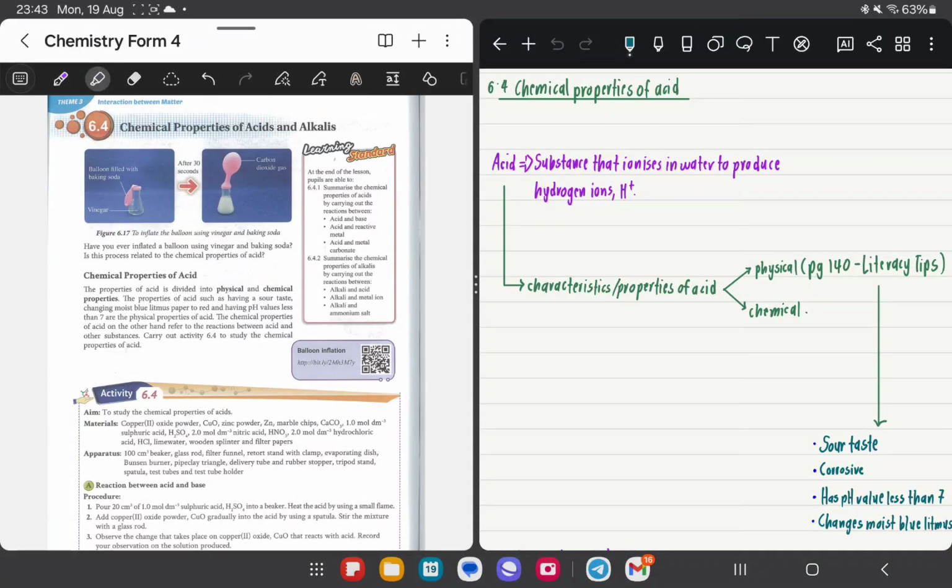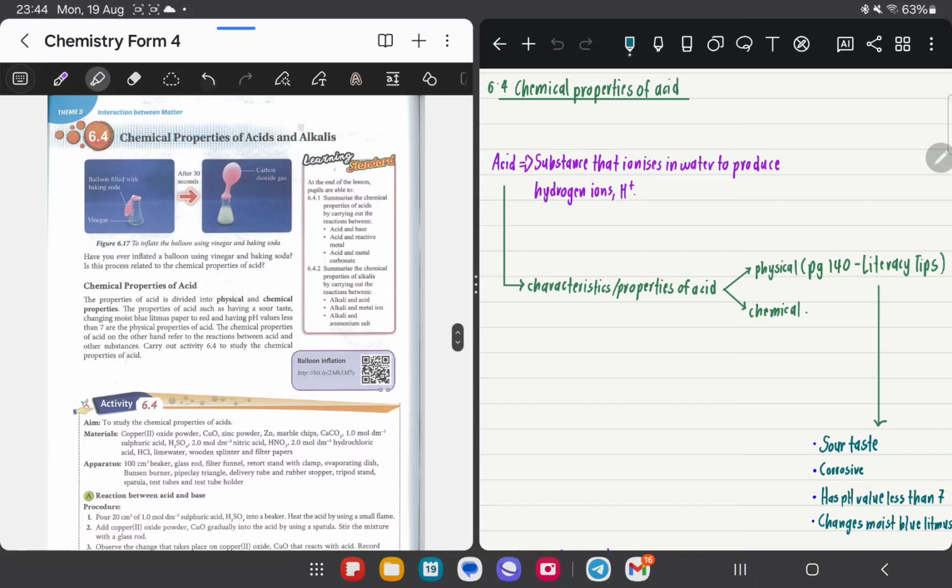So for today I'm going to continue with a new subtopic in chemistry, which is chemical properties of acids and alkalis from chapter 6, acid, base and salts. This is still under acid and base, but we are going to learn a specific base, which is alkali. These things are not very new for you. You already got to know about acids since primary school. Basically, acid does have two properties.